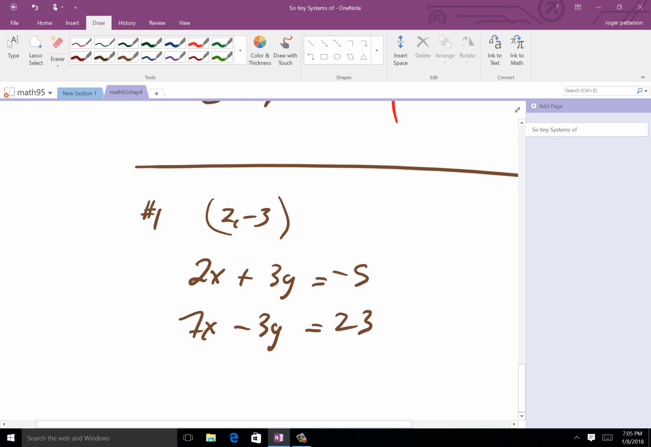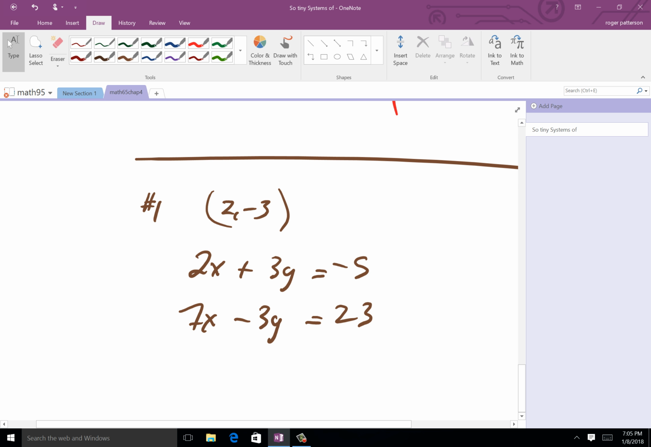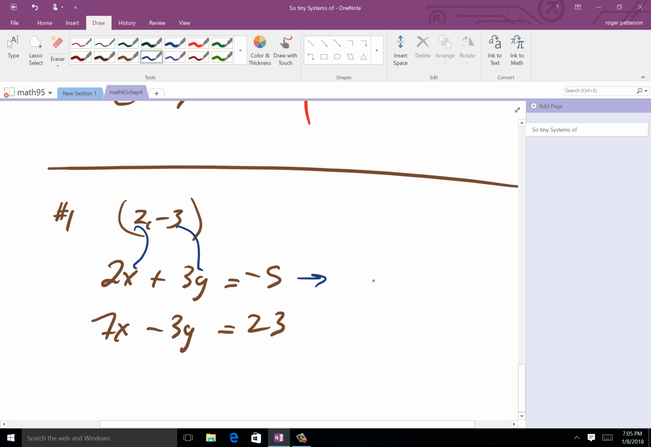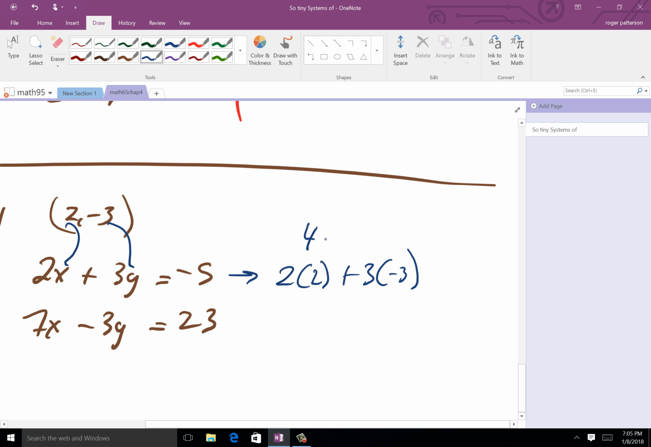Well, we could graph it, I guess. You could. But really, all you need to do is take this number and put it in here, and put this one in here, and see what you get. So if I do that, I get 2 times 2 plus 3 times negative 3. That's 4 plus a negative 9, which is negative 5. Hey, that works there. Let's try it down in this one.